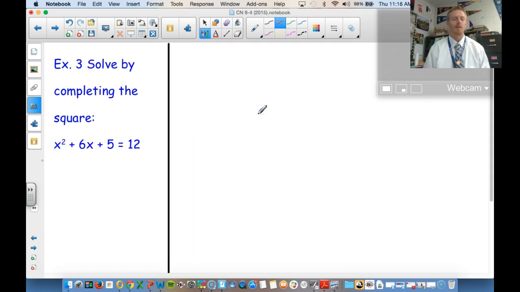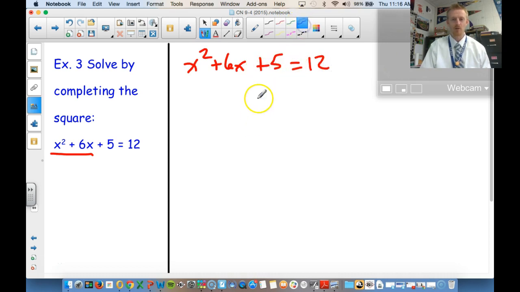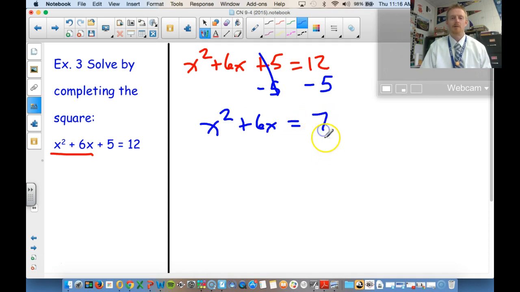This one's a little bit more difficult and it involves a few more steps. So like we talked about on the very first screen, our job is to isolate the x squared plus 6x. So when we have our x squared plus 6x that we want to isolate, we need to remove the plus 5. You remove it by subtracting 5 from both sides. That gets us to x squared plus 6x is equal to 7.